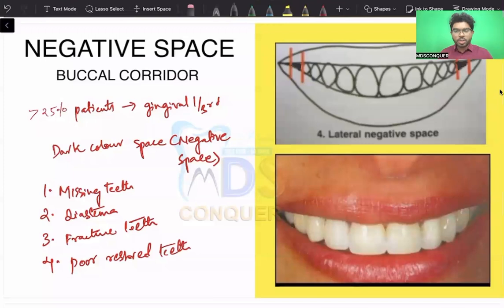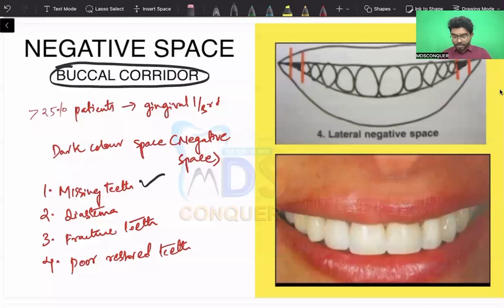So the point to be noted is, negative space is basically seen in which area? It is seen in the buccal corridor area. It is basically the gap between the maxillary and mandibular teeth when the patient is smiling. It can also be seen in the case of missing teeth, diastema, fractured teeth, and poorly restored teeth. Clear about the negative space?